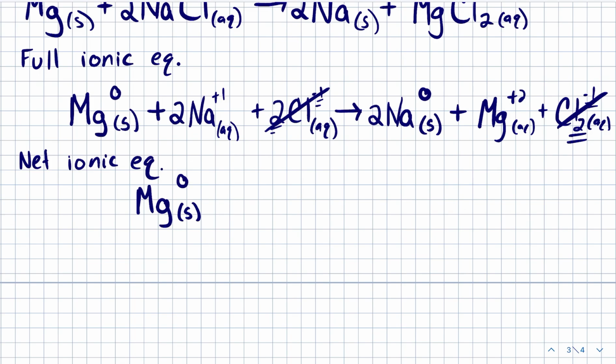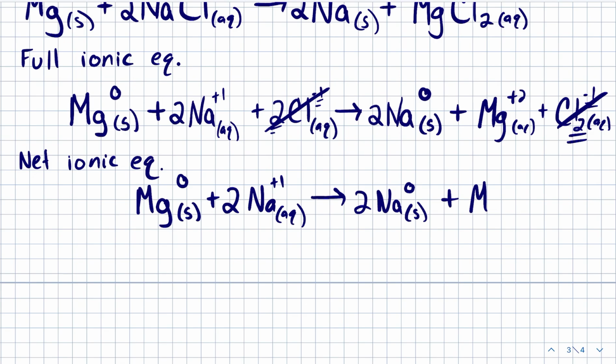So I have my magnesium that's neutral, plus my 2 sodium ions, yields my 2 sodium neutral, not ions, plus magnesium ion. So again, this is another good point to stop and check and make sure you're balanced. I have 1 magnesium on each side. I have 2 sodium on each side.